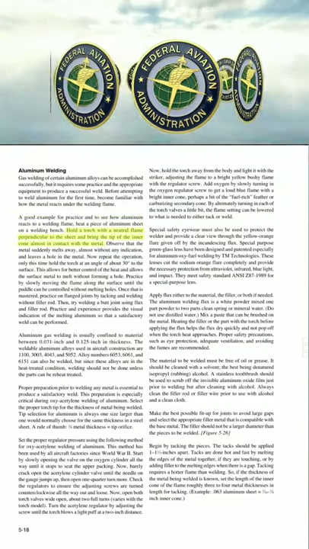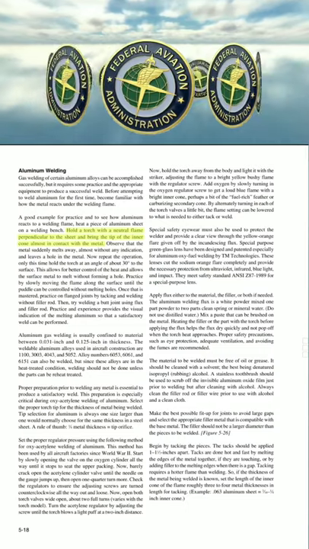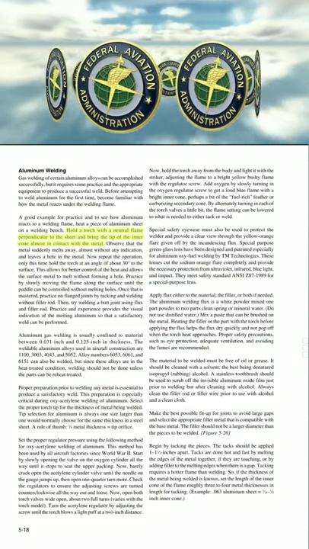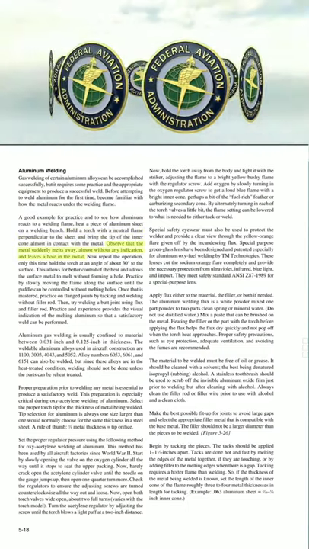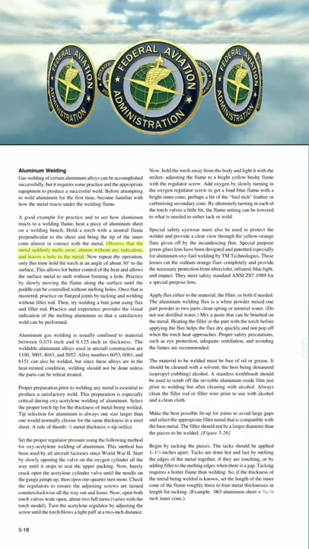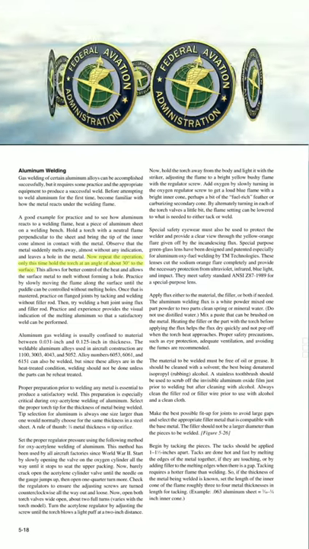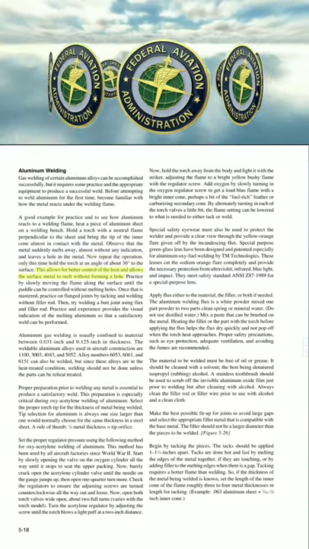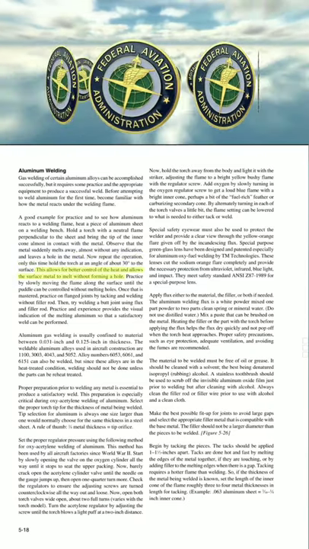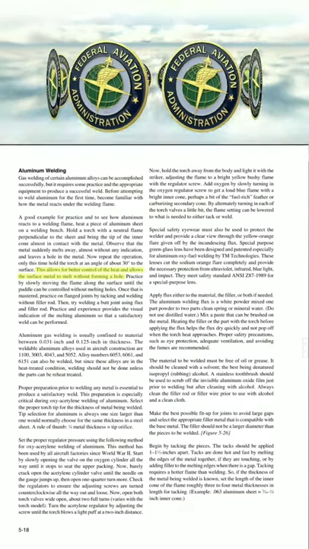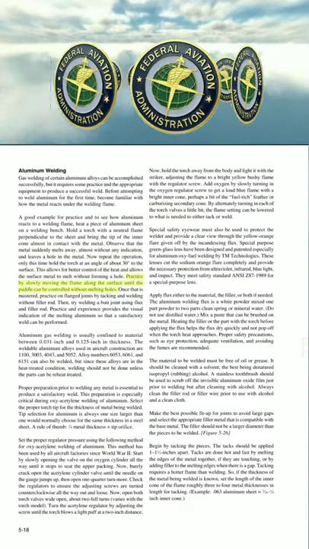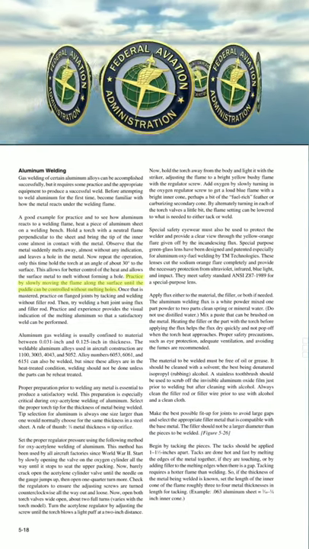Hold a torch with a neutral flame perpendicular to the sheet and bring the tip of the inner cone almost in contact with the metal. Observe that the metal suddenly melts away, almost without any indication, and leaves a hole in the metal. Now repeat the operation, only this time hold the torch at an angle of about 30 degrees to the surface. This allows for better control of the heat, and allows the surface metal to melt without forming a hole. Practice by slowly moving the flame along the surface until the puddle can be controlled without melting holes.